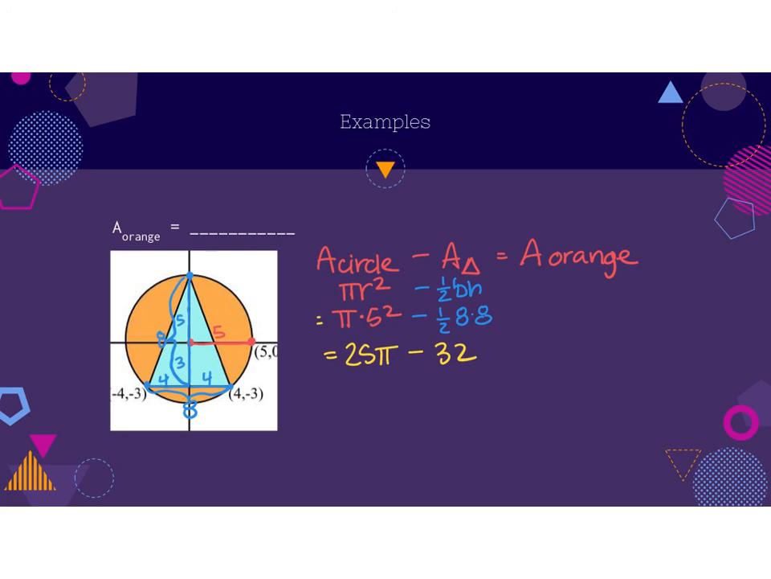And again, just like last time, I'm not plugging this into my calculator. I am leaving this as my final answer. We want to leave it in terms of pi. 25 pi minus 32 is the exact answer.